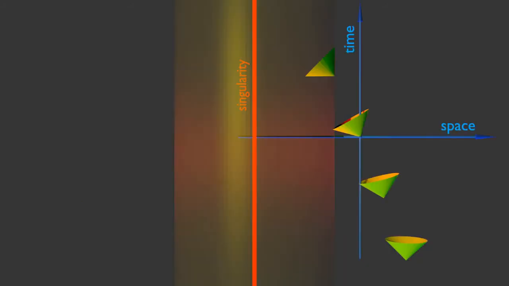Gravity curves spacetime and bends the light cones. If gravity is too strong at some point, even light is trapped, the light cones are bent inwards and the black hole forms. The black hole is bounded by the surface which traps the light. According to the singularity theorems by Penrose and Hawking, inside the black hole a singularity appears. A singularity is a place where at least one of the following weird things happen.